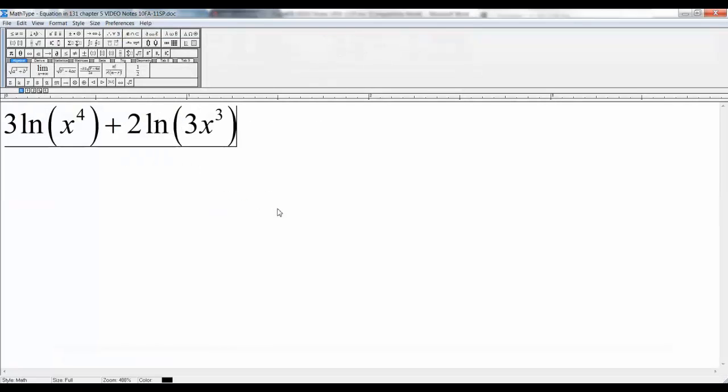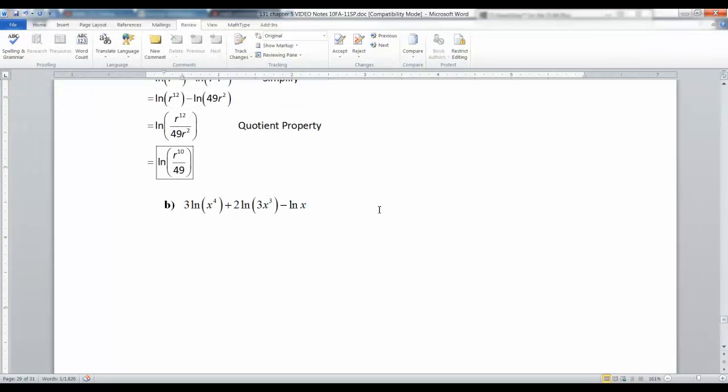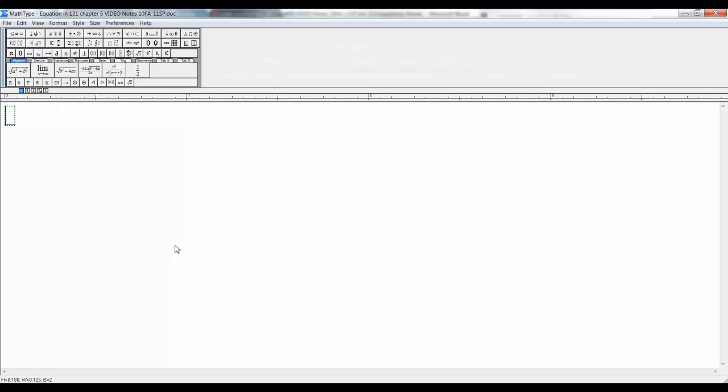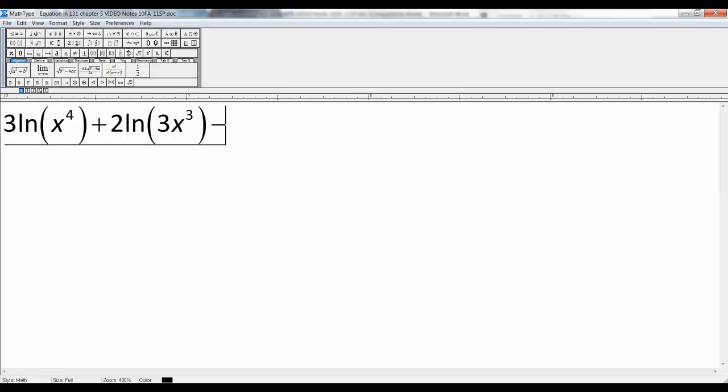And actually, if you're okay with this, I'm going to add to this a little bit, just for the heck of it. I'm going to add the ln of x on the back, minus the ln of x. Just because I want to make this question just a little bit more tricky, right? So if I do that, it's not going to change your world or anything. Let's see what it does. So we've got 3 ln of x to the 4th plus 2 ln 3x to the 3rd. And I added in minus ln of x.